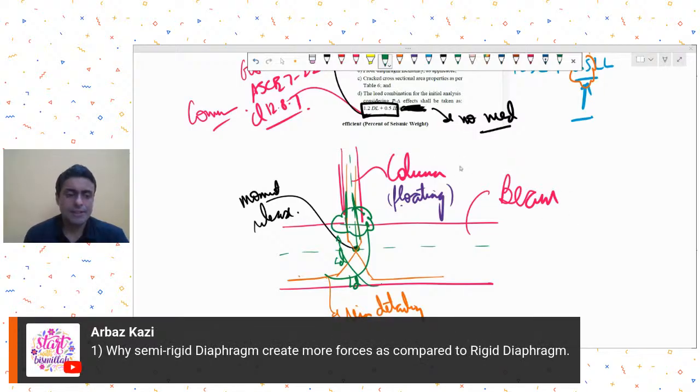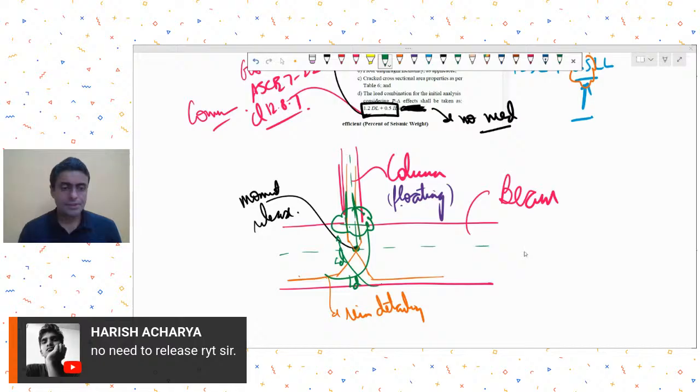Yes. Mr. Arbaz Kazi is asking why semi-rigid diaphragms create more forces. See, because in rigid diaphragm, you're locking one degree of freedom out of. Okay, let me just finish this. So, Mr. Harish Acharya is asking no need to release, right? Yeah, in my opinion, it is not justified by the reinforcement detailing that you provide to release this junction between floating column and beam, especially in case of RCC column beam.